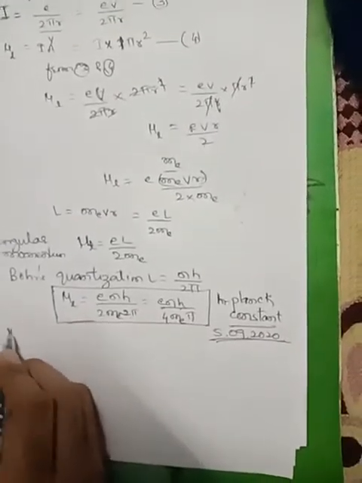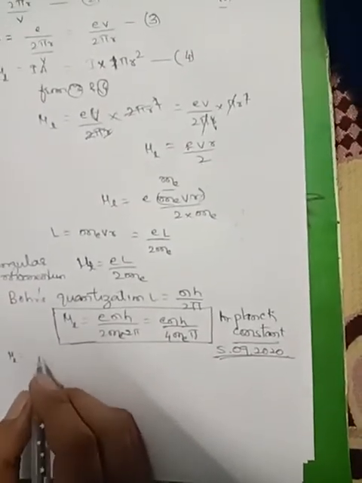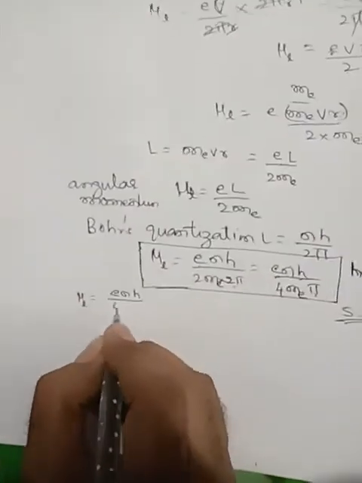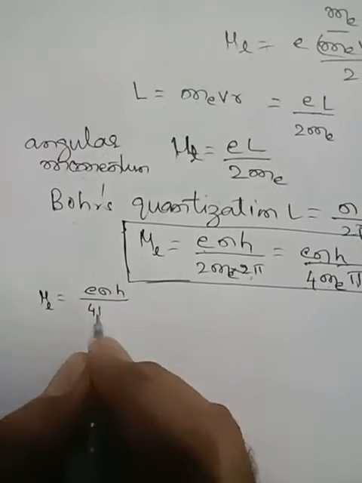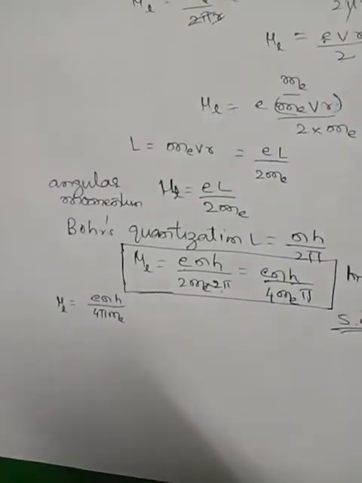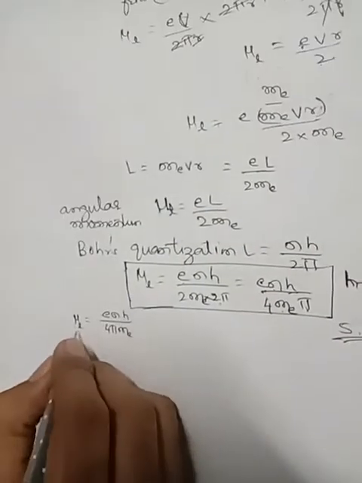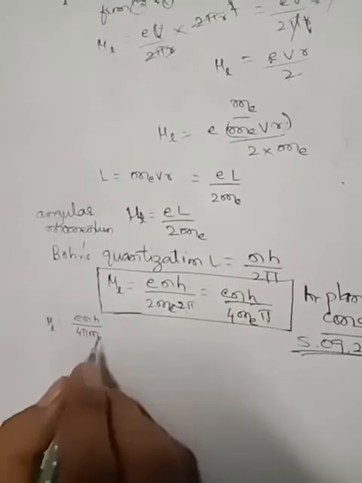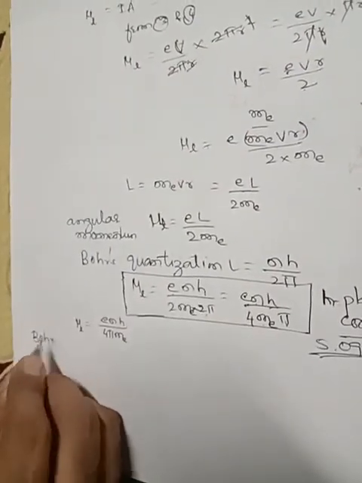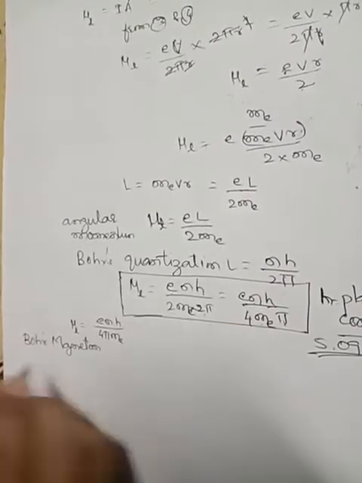So mu L is equal to enh by 4 pi me, where me is the mass of the electron. Up to this much we have derived yesterday and we have stopped. So one more topic is there today. In continuation of this, we have to see Bohr magneton. What is Bohr magneton? This we have to see.